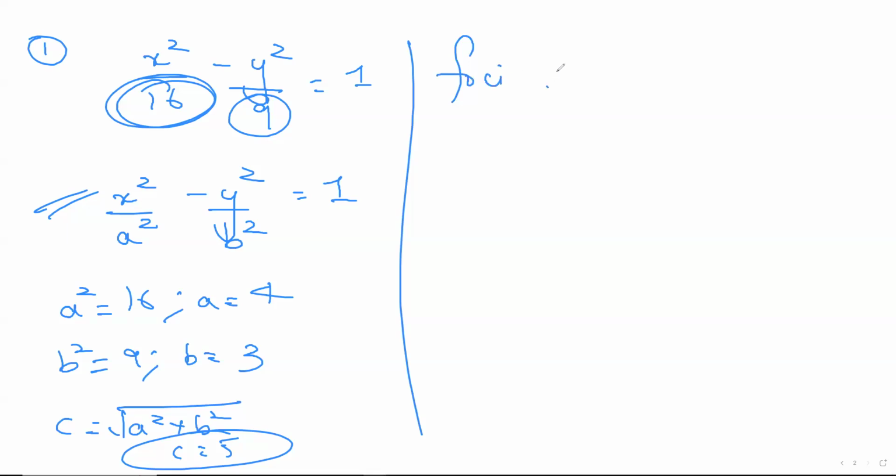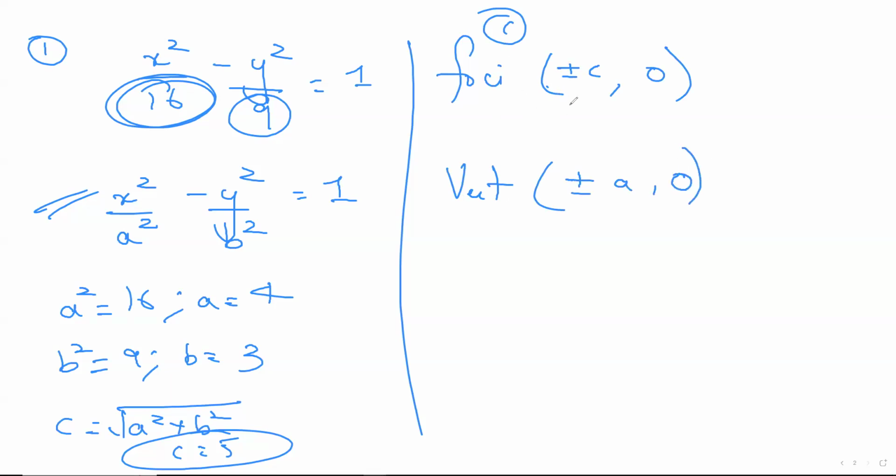First thing is I'm supposed to find something called foci. Now, careful. Foci depends on C. Now focus here. A is under which letter in my question? A is under X, which means the X coordinate will get filled. So it will be plus or minus C comma 0. Similarly, vertices also. A is under which axis? X axis. So what coordinate gets filled? A coordinate gets filled. So it becomes plus or minus A comma 0. Foci value is C, so it will be plus or minus 5 comma 0. Vertices value is A, plus or minus 4 comma 0.